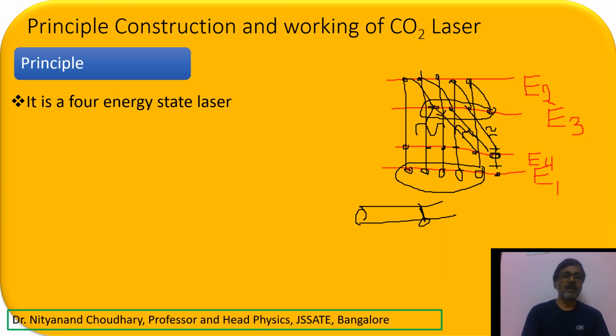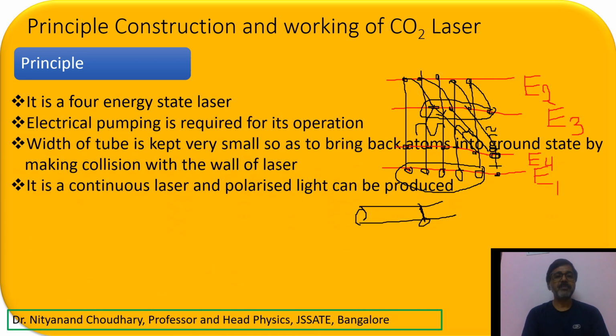So here I have explained the first line. It is a 4 energy state laser. I hope you have understood why we are calling it the 4 energy state, because here we have 4 energies, E1, E2, E3 and E4. Therefore it is called a 4 energy state laser. Alright, let's see the next line.